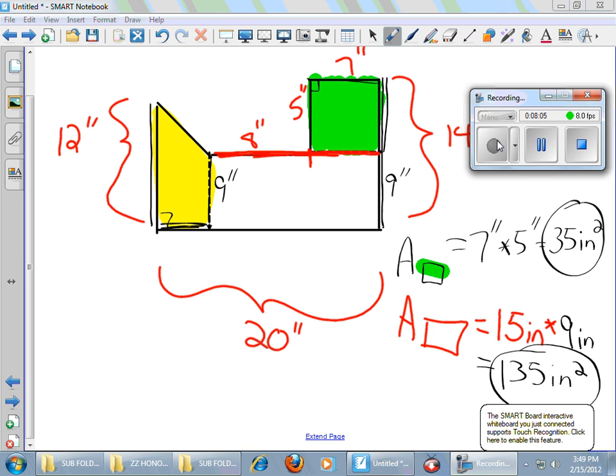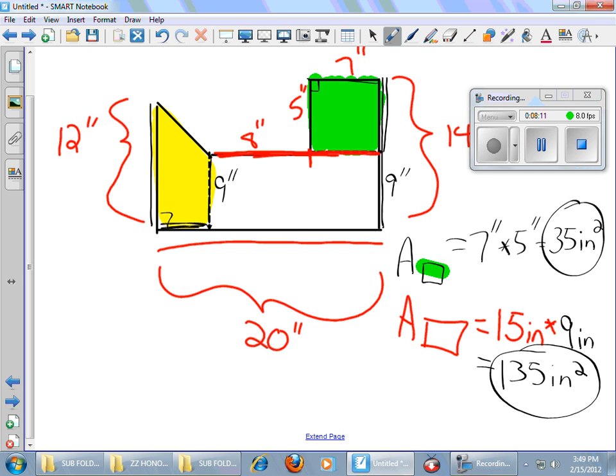So I know that this side here is 20 inches long. I also know that this red one here is 15 inches long. That means the leftover piece must be 5 inches. That doesn't look like a 5, does it? I'll write it here. 5 inches.